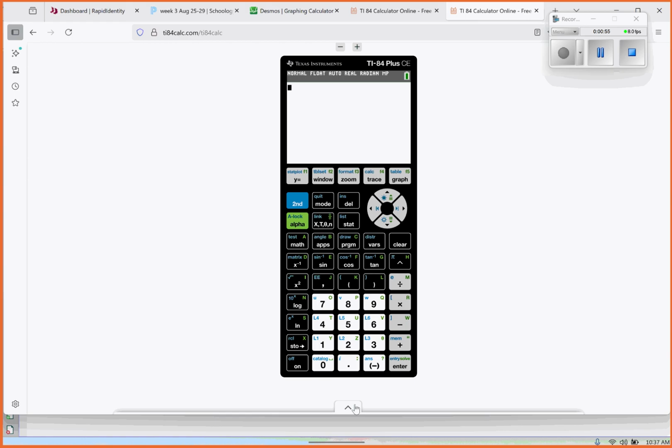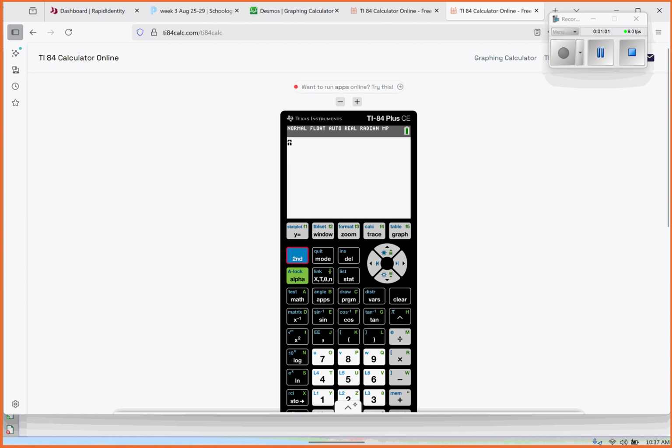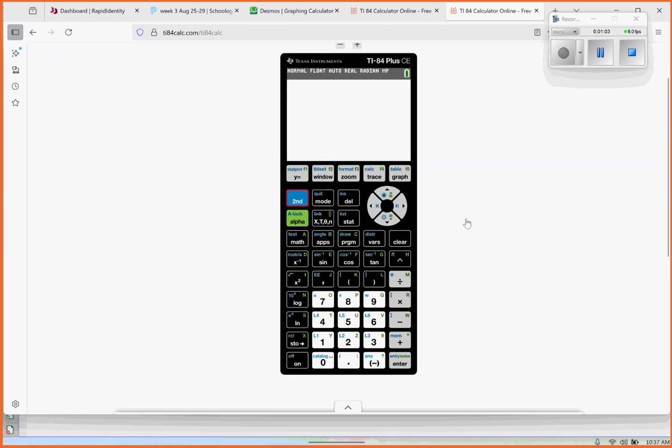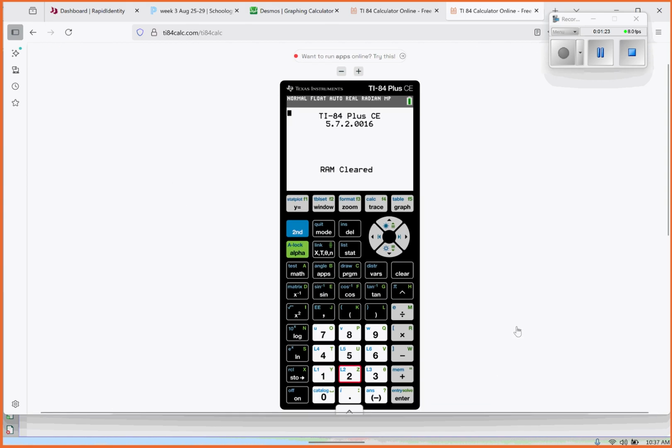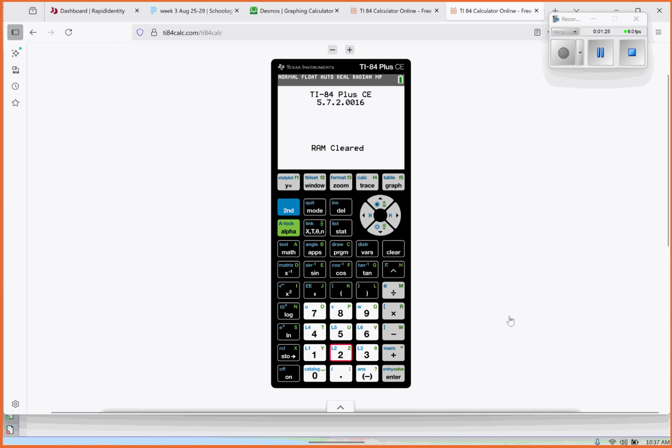Okay? All right. So best thing for you to do is you're going to hit second and then plus. Second plus. And it's going to take you to a screen that looks like this. You go down to number 7 and hit reset. And you reset all RAM and then reset it. Okay? If you do that, it's going to take you to this screen. It's going to reset all the defaults on the calculator. It's going to take everything that you don't want to deal with it.